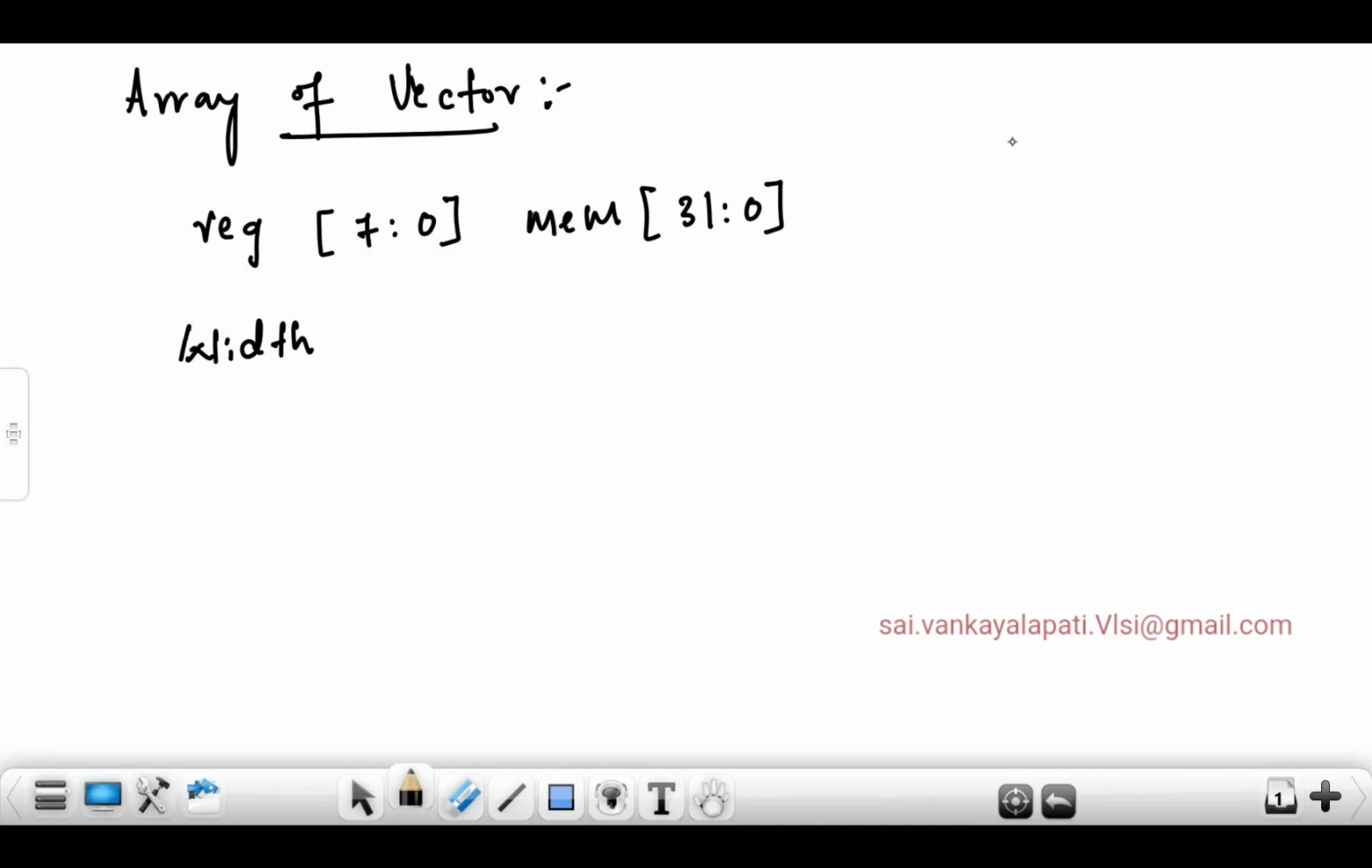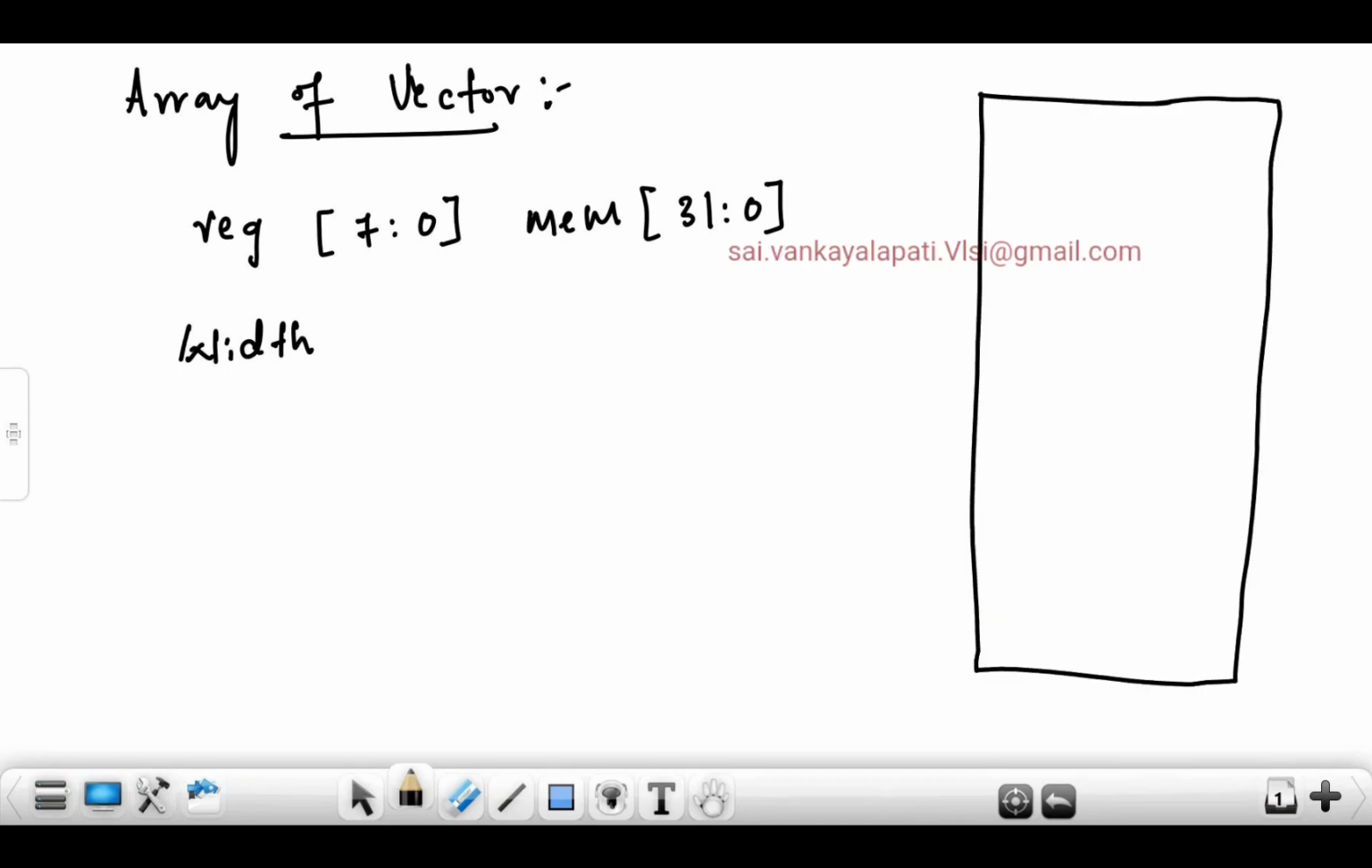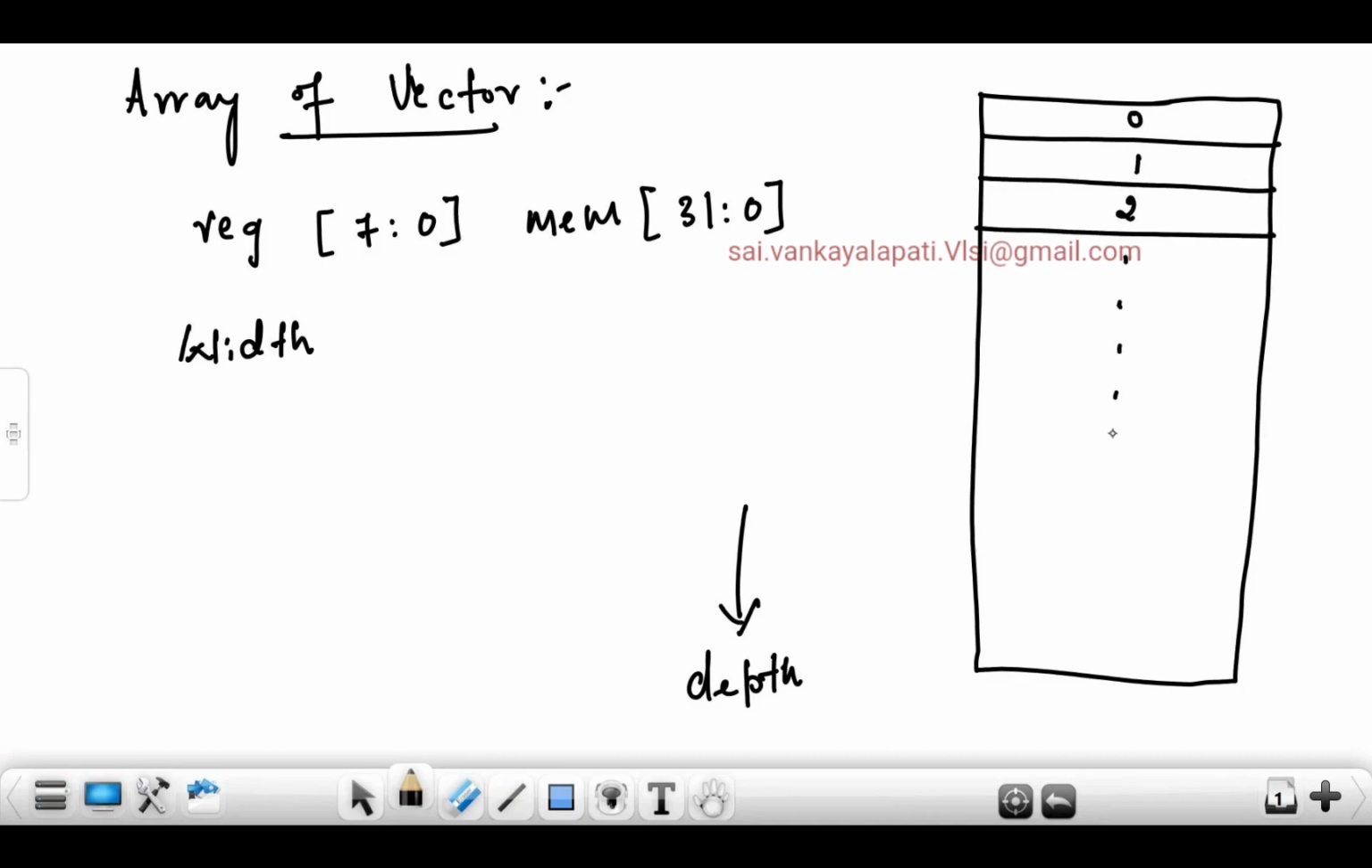Array is a storage element. It creates an array of 32 locations. We call this the depth, a depth of 32. This is 0, this is 1, this is 2, up to so on, 31. Or you can write from 0 to 31, that is also fine. No issues. If you write it bottom-up like 0, then 1, up to so on 31, there is no issue in that.